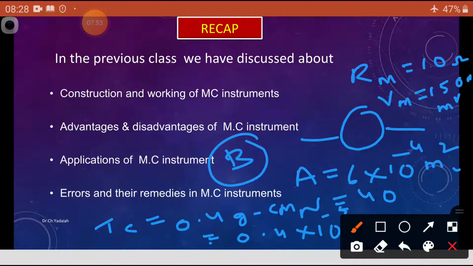Once again I will read the problem, you can see it. A permanent magnet moving coil voltmeter has a resistance of 10 ohms and full scale deflection is reached when a PD of 150 millivolts is applied across the terminals. The area of the moving coil is 6 into 10 to the power of -4 meter square and there are 40 turns on it. The torque provided by the spring is 0.4 gram centimeters at full scale deflection.